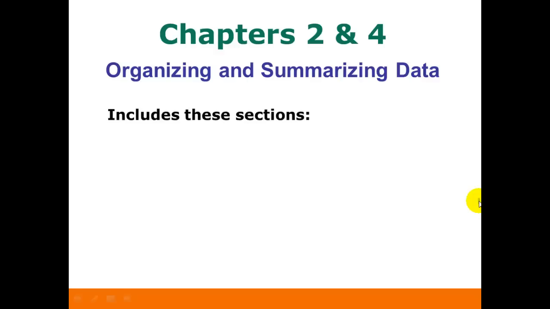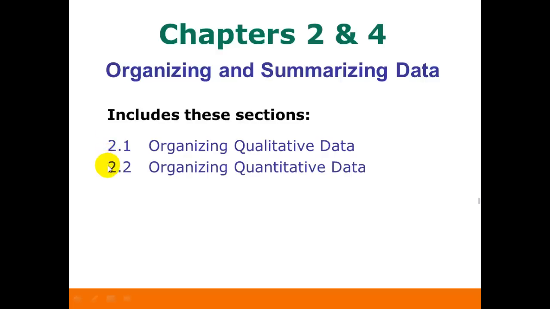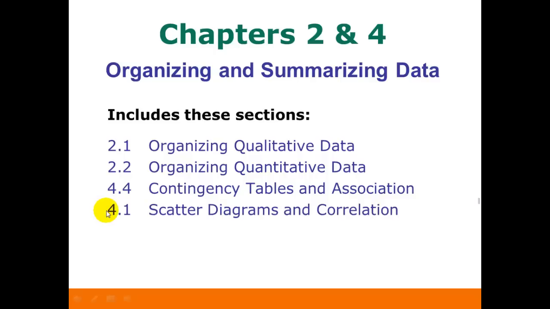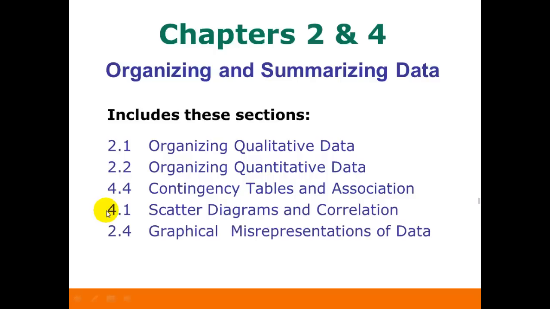So here are the sections that we'll cover. Section 2.1 on organizing qualitative data. Section 2.2 on organizing quantitative data. Section 4.4 about contingency tables. Section 4.1 about scatter diagrams and correlation. Finally, Section 2.4 on graphical misrepresentations of data.